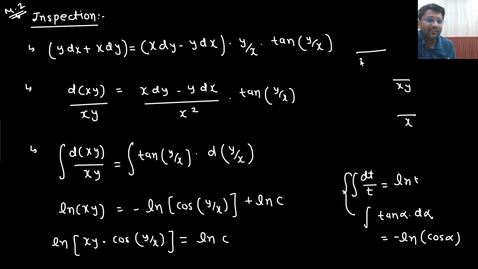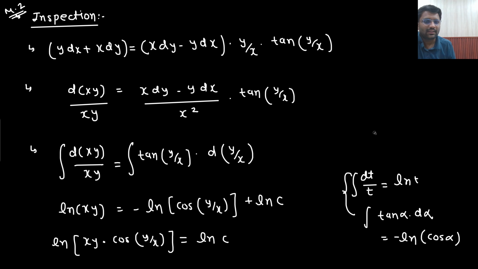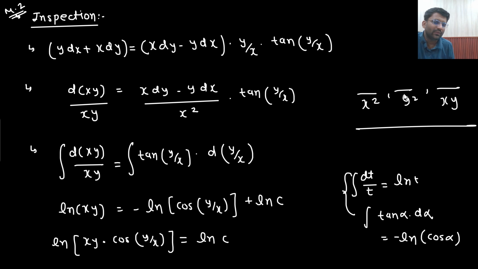Will you be thinking of dividing with x square plus y square? No. Why is that so? Because d of xy divided with x square plus y square will not give me anything productive. So you will not even think of doing this. You will only think of whether I should divide with x square, or with y square, or with xy. These three things you will be thinking. Now this will be eradicated.